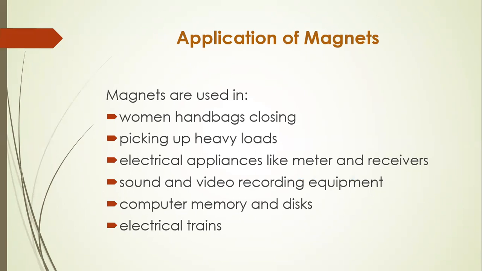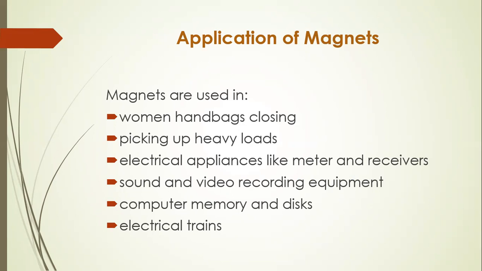The second one is that magnets are used in picking up heavy loads. You can notice that in some industrial sites, there are heavy magnets which are there just to pick up the heavy loads. The third one is that magnets are used in electrical appliances like meters and receivers. The other one is sound and video recording equipment. You can find magnets within various sound and video recording equipment, even within speakers.